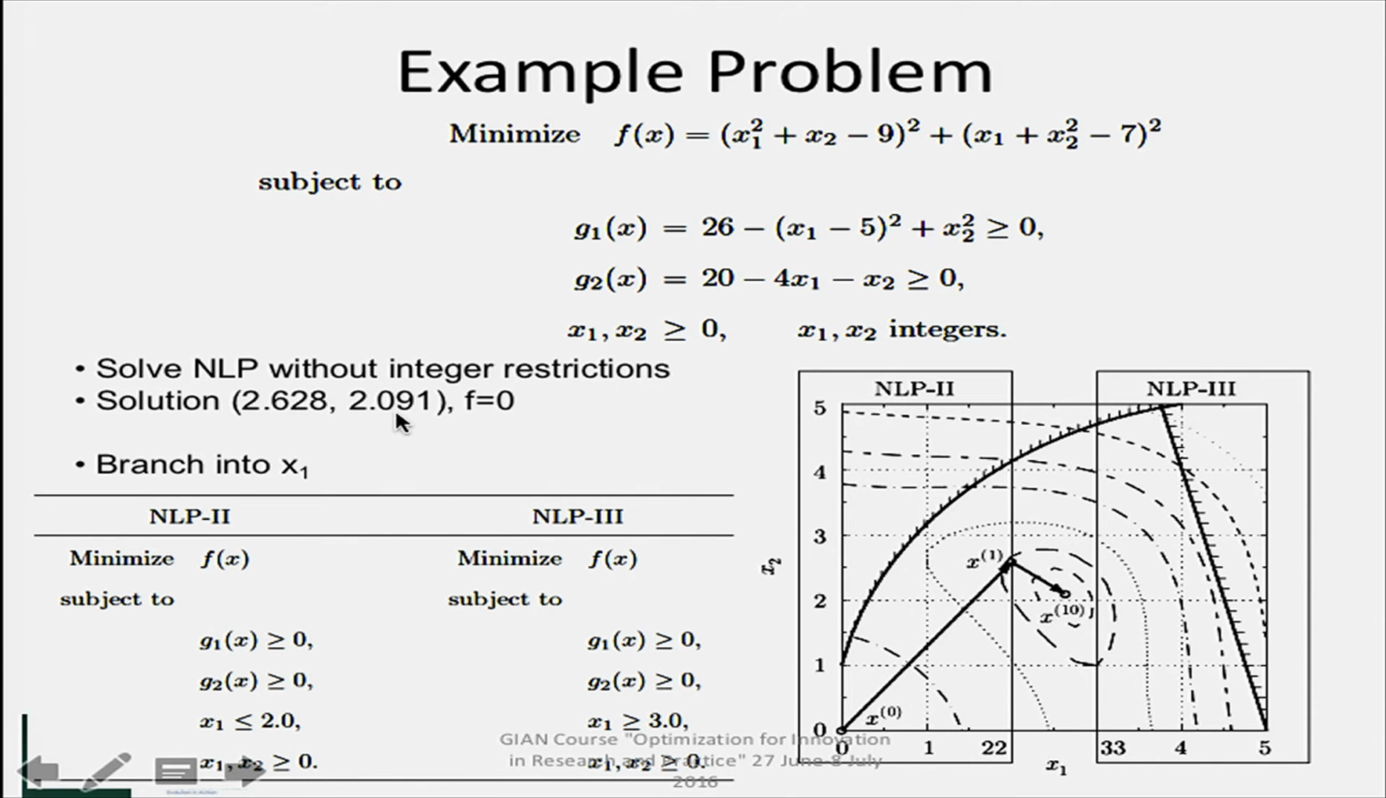Now you see both of them are non-integer. But the f value is 0. So what I do, I branch into 2 problems. One is I am adding x1 less than or equal to 2. So I've decided to go on x1 less than or equal to 2 and x1 greater than or equal to 3.